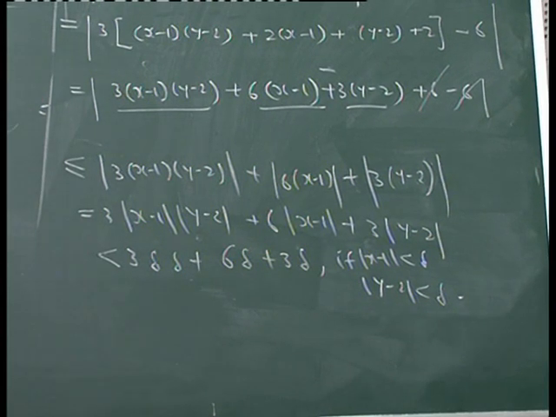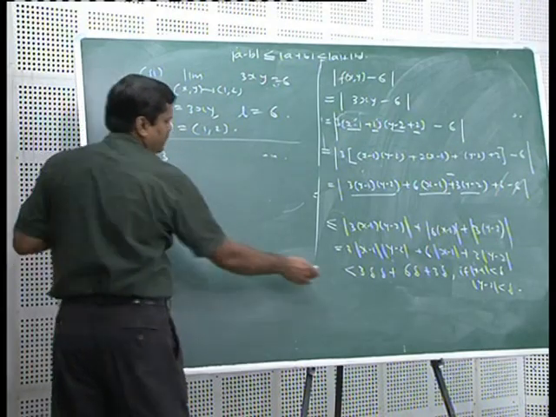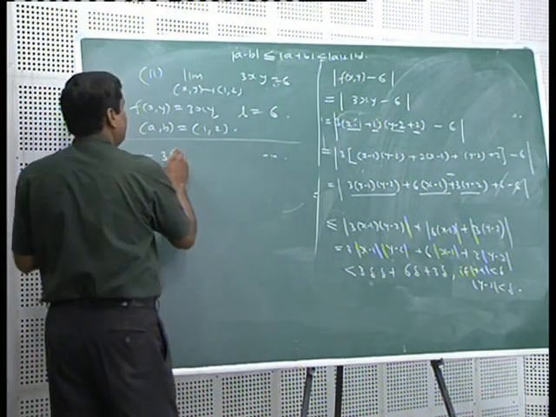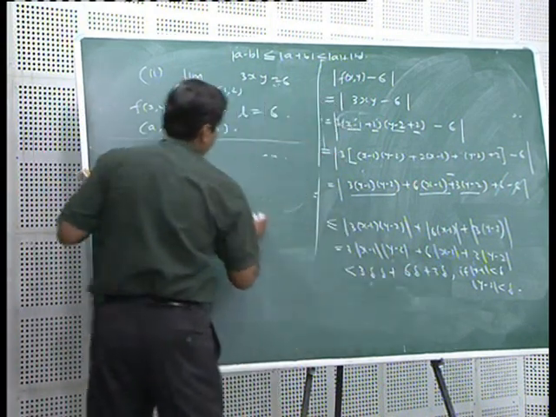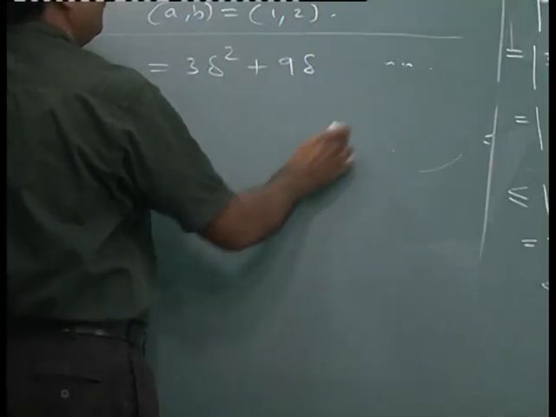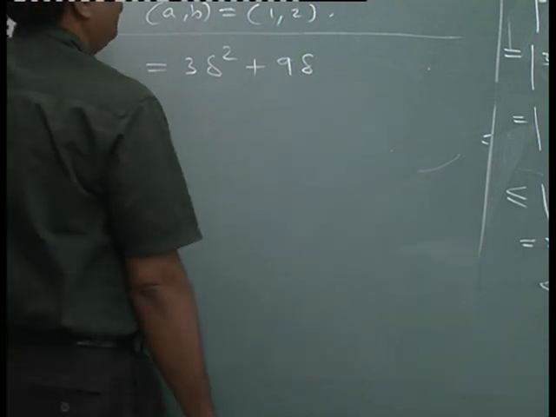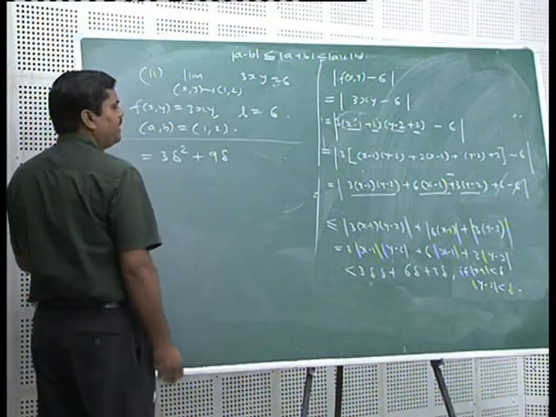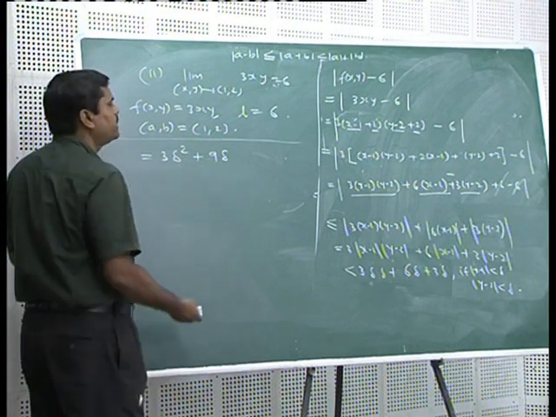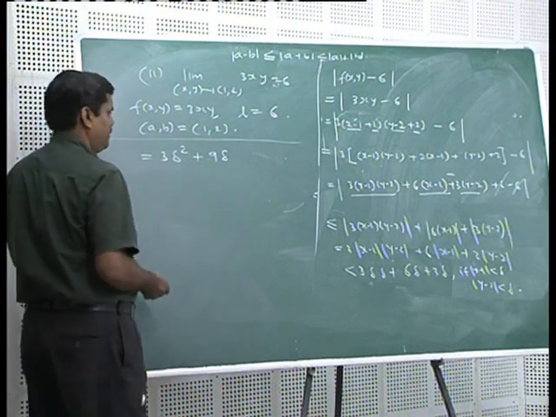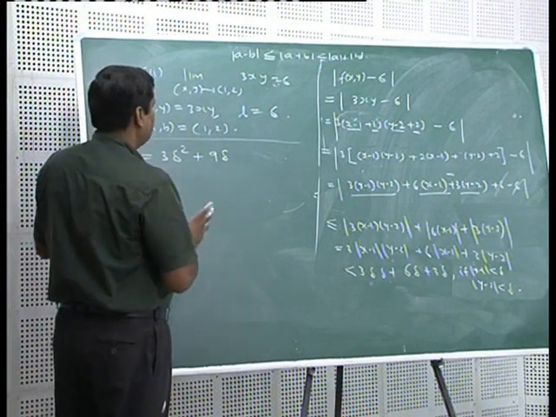Now, you see that we are getting in the first term here 3 delta square, and here 6 delta plus 3 delta is 9 delta, okay, 9 delta. Now, how to think of delta which gives you this value equal to epsilon or less than epsilon? It is very difficult. So, we use some other technique.